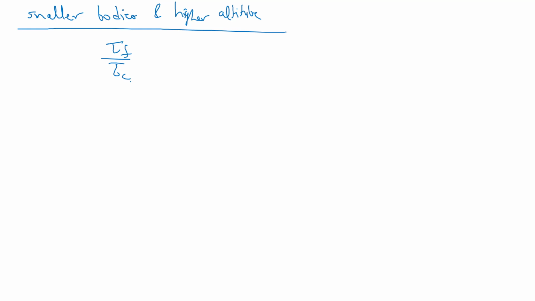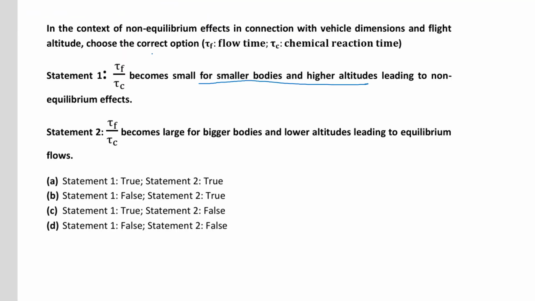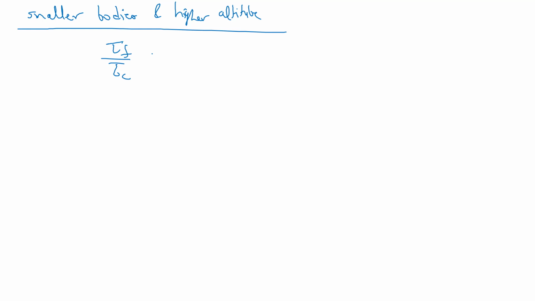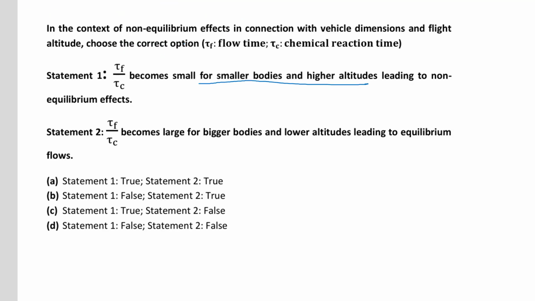So due to the low density, there will be low collision frequency. So due to the low collision frequency, the chemical reaction time will be less. Sorry, chemical reaction time will be high. So as this tau c is high and tau f is low, this value will be small for smaller bodies and high altitude. So this statement that tau f upon tau c becomes small for smaller bodies and high altitude, leading to non-equilibrium effect.